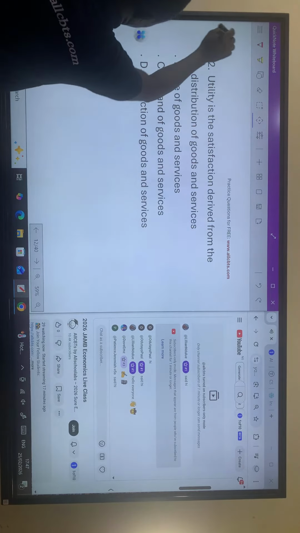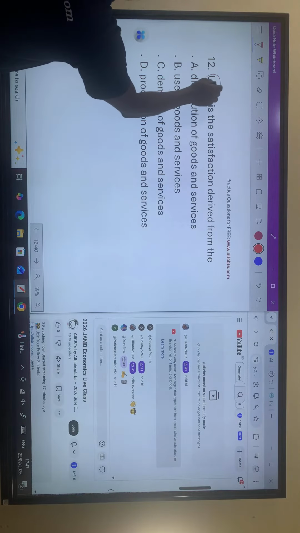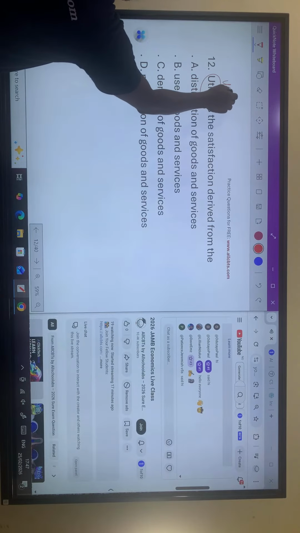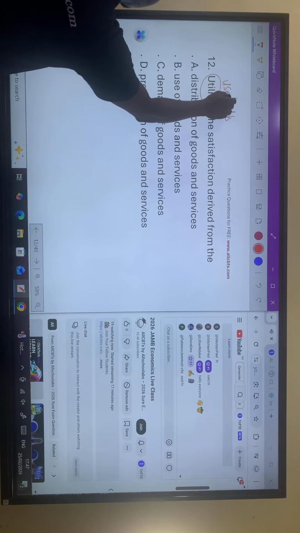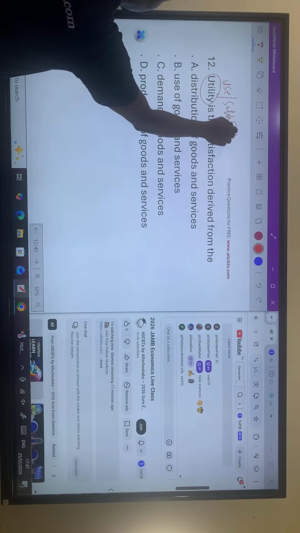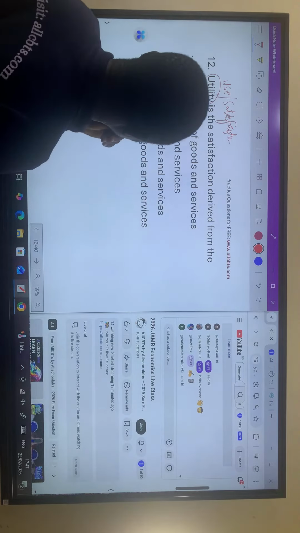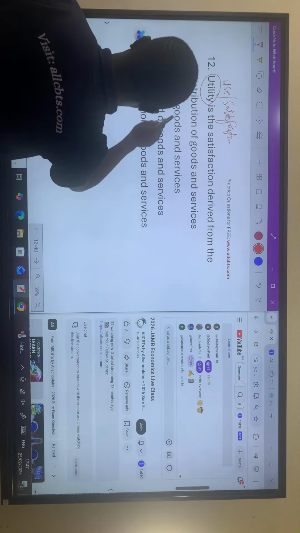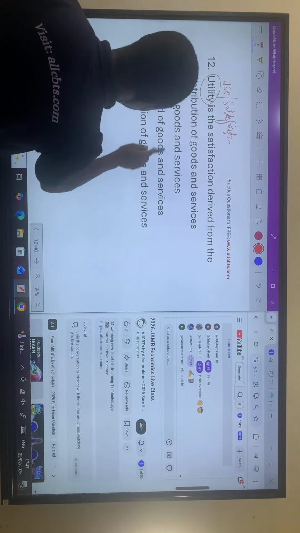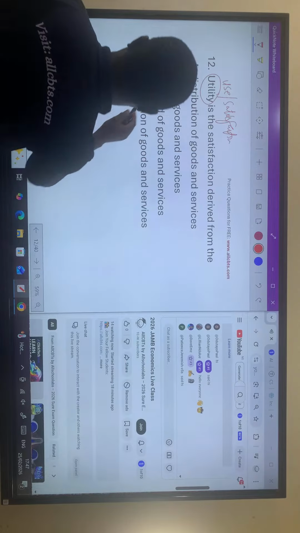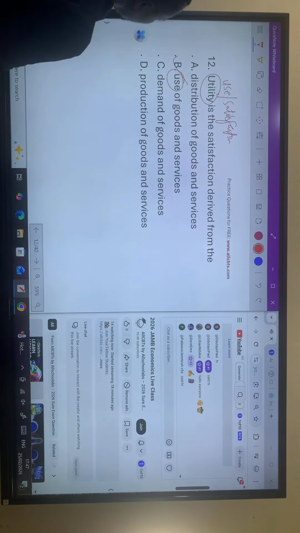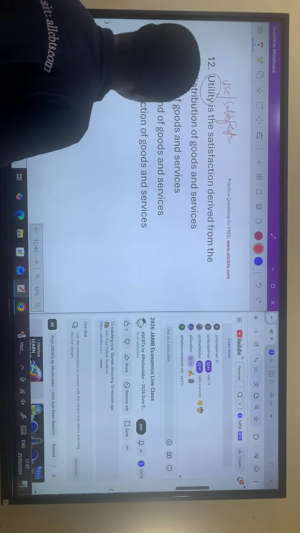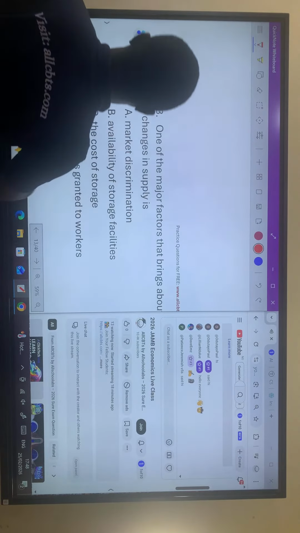The word utility means use, usage, or satisfaction. Okay? Utility derived means satisfaction derived. Utility is satisfaction derived from the distribution of goods, use of goods, demand of goods, production of goods. The answer is the use of goods. The use of goods and services. That's utility, the use. Okay? The next question.